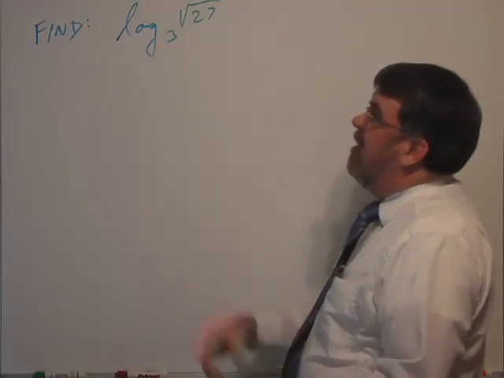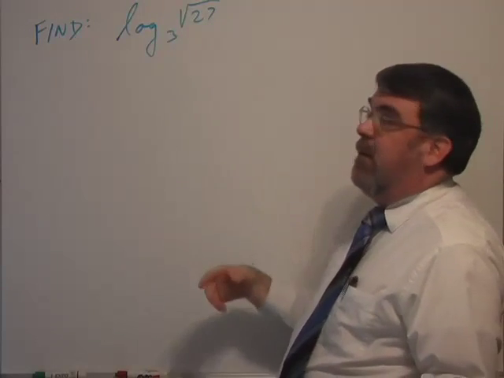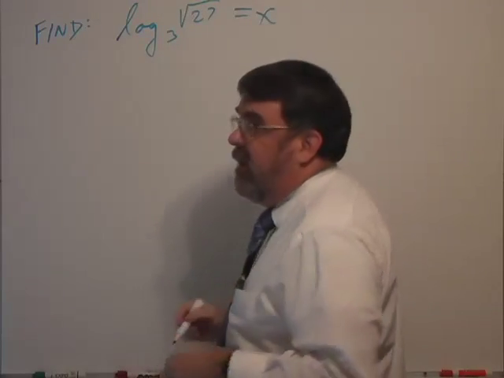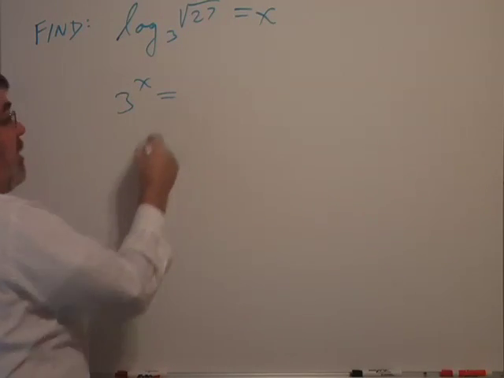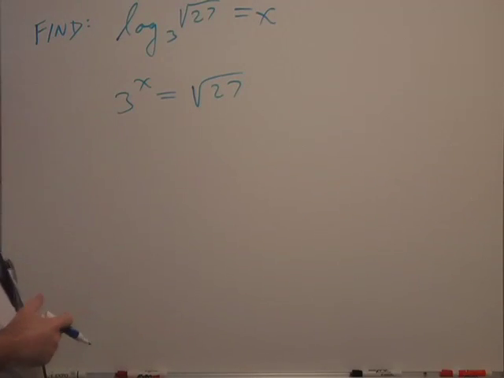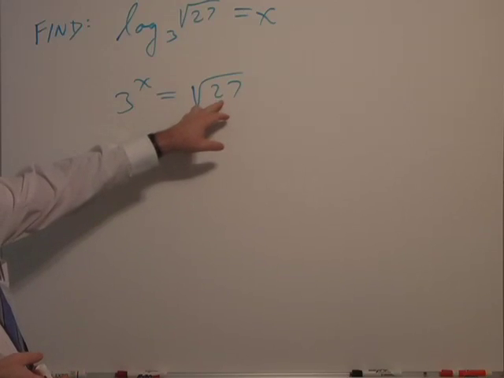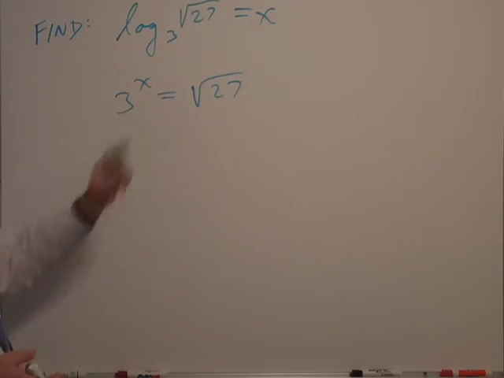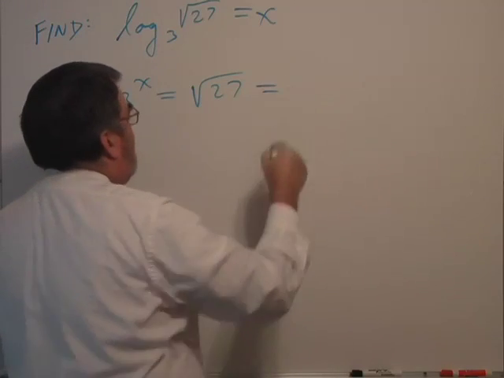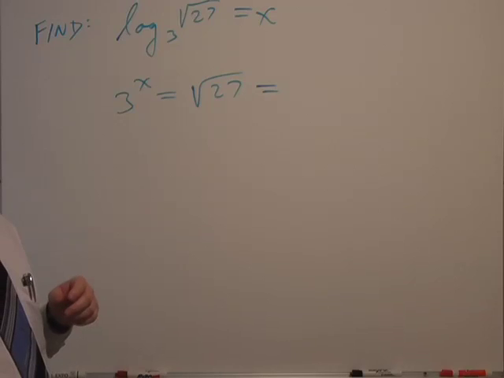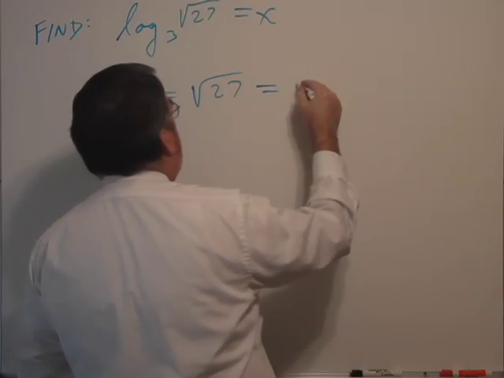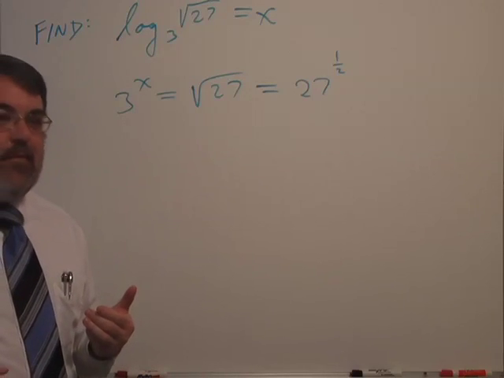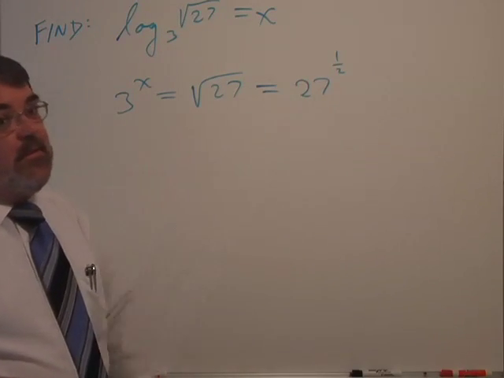Here we have log of the square root of 27, base 3. And we want to know what that is. All right, so let's do as we did before. I'll call this x. And so that means 3 to the x power equals the square root of 27. Now, I think you'll probably recognize that 27 is a power of 3, and so we want to somehow convert this to a power of 3 in order to equate the bases. All right, so it really demands that you remember that the square root means 1/2 power. So to change a square root to an exponent, it would be half power. If it was the cube root, it would be 1/3 power. If it was the fourth root, it would be 1/4 power. So 3 to the x is 27 to the 1/2 power.